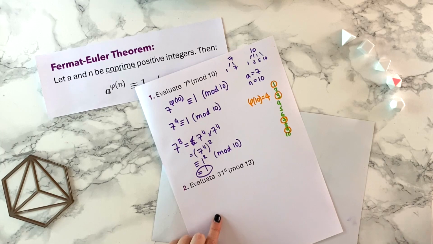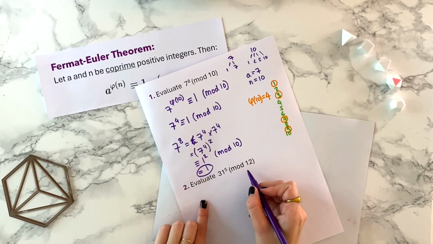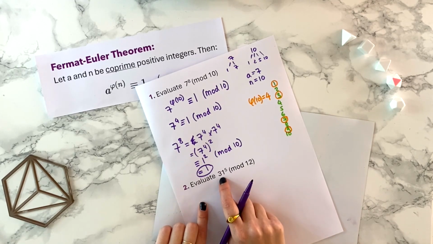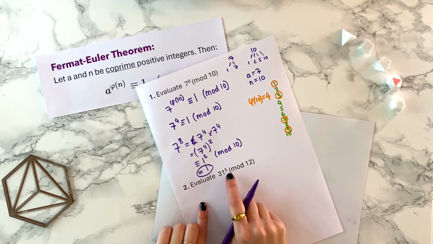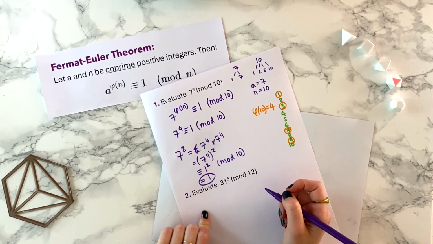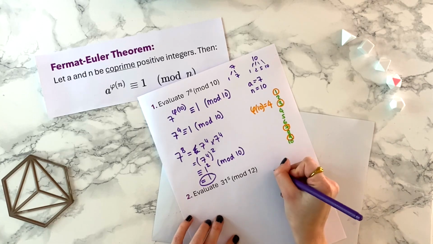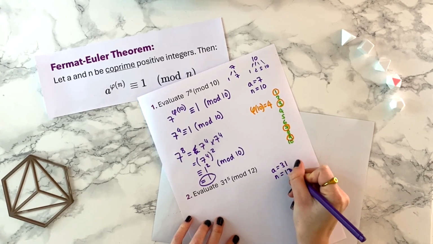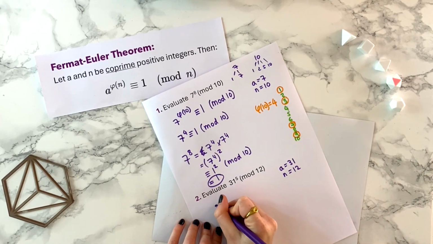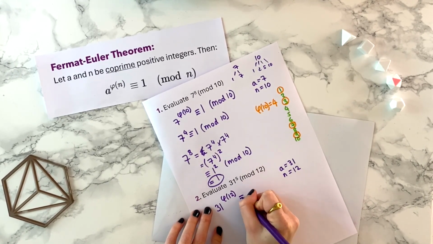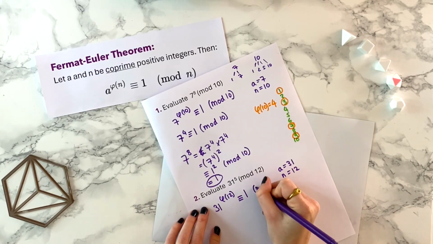Let's try another one. So here we've got 31 to the 5 mod 12. First thing I'm thinking, 31 is prime, so 31 and 12 are definitely going to be coprime positive integers, which means we can use the Fermat-Euler Theorem. I'm going to say let our a be 31 and let our n be 12. By the Fermat-Euler Theorem, 31 to the phi of 12 is congruent to 1 modulo 12.